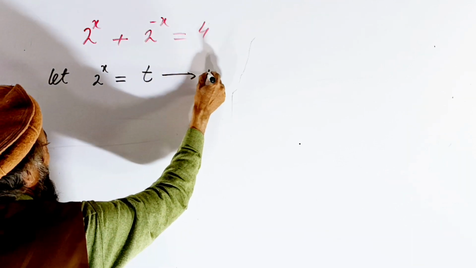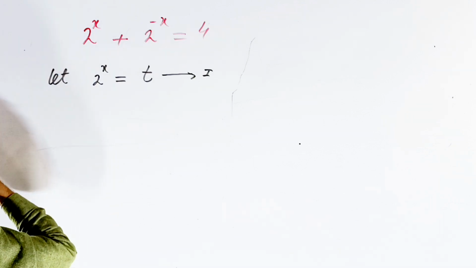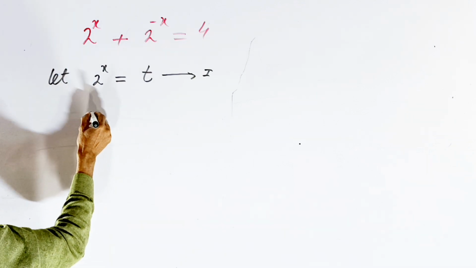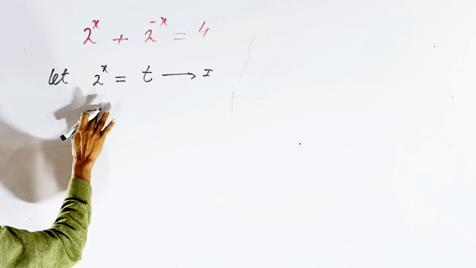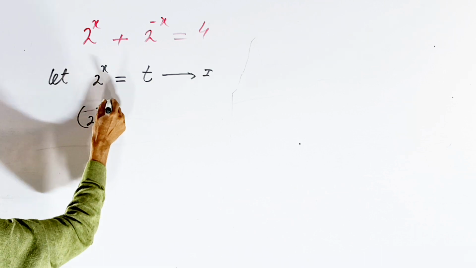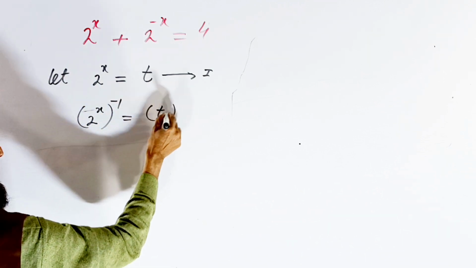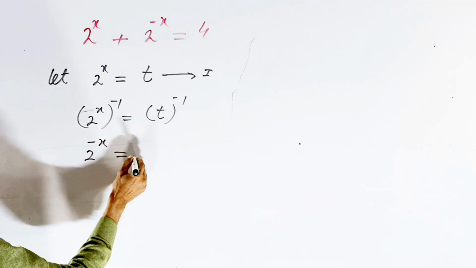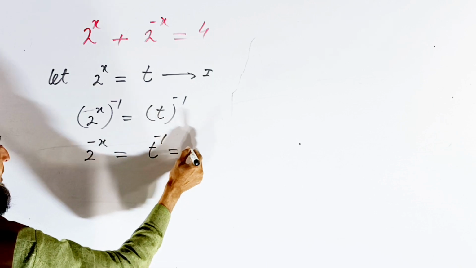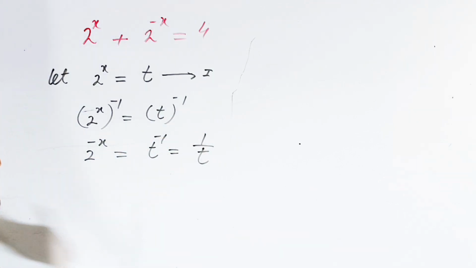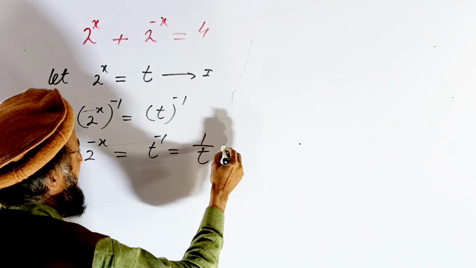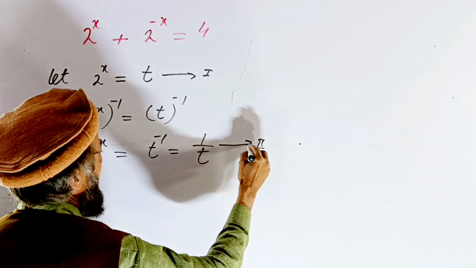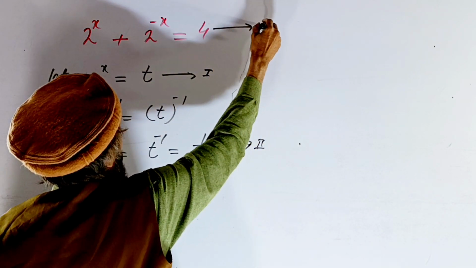We call this equation number 1. Taking the negative exponent on both sides, we multiply the exponent by minus 1, and we get 2^(-x) = t^(-1), which we can write as 1/t. This is equation number 2. Now we replace these two results, the first and the second equation, in equation A.